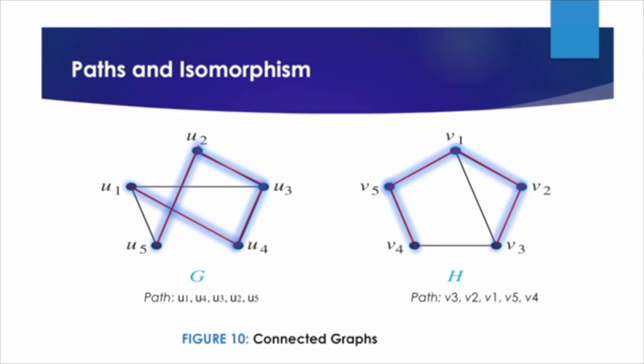By following these paths through the graphs, we define the mapping of the function f, where f of u1 equals v3, f of u4 equals v2, f of u3 equals v1, f of u2 equals v5, and f of u5 equals v4. So G and H are isomorphic, either by showing that the function f preserves edges, or by showing that with the appropriate ordering of vertices, the adjacency matrices of G and H are the same.